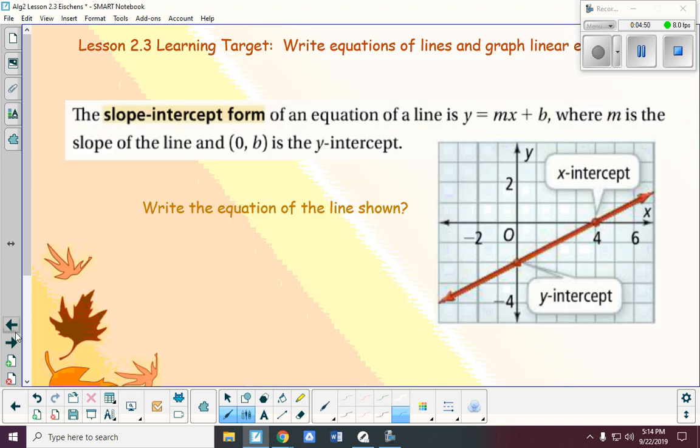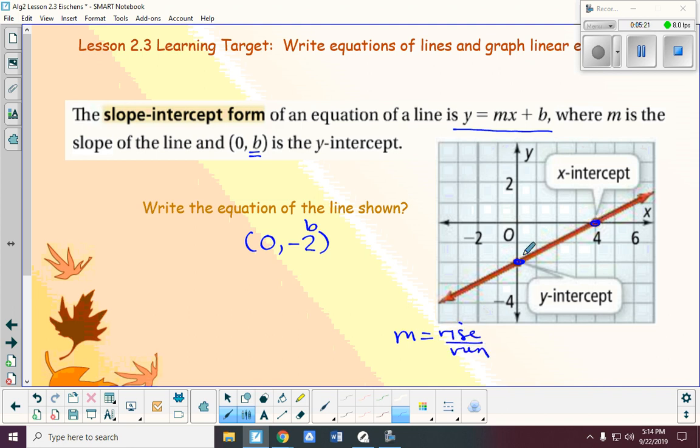All right, slope-intercept form of an equation is y equals mx plus b, where m is the slope and b is the y-intercept. So in this case, it says write the equation of the line shown. Well, the y-intercept is at (0, -2), so that's your b. And your slope, well, we can look at the 2 points, and we can figure out the slope by doing rise over run.